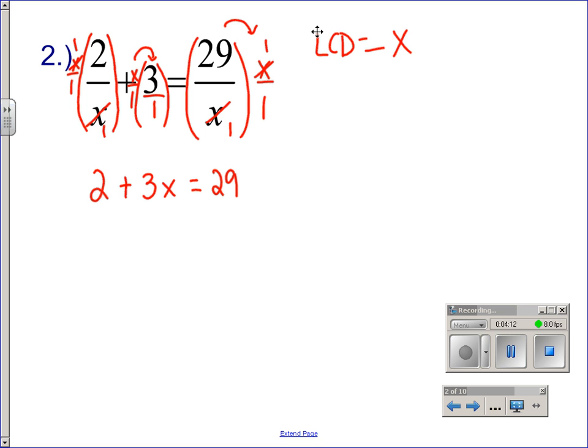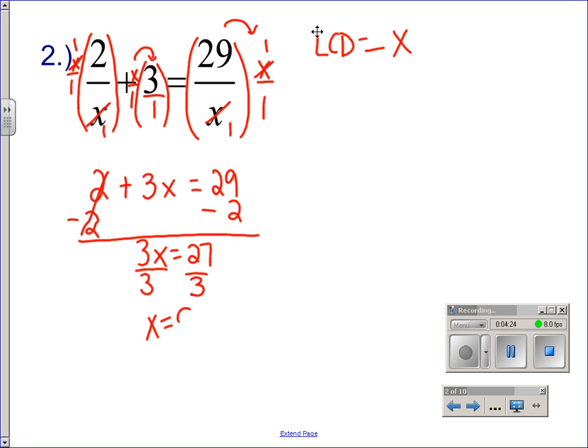What do we do first? Subtract 2. So now we have 3x equals 27. Divide by 3, and x equals 9.